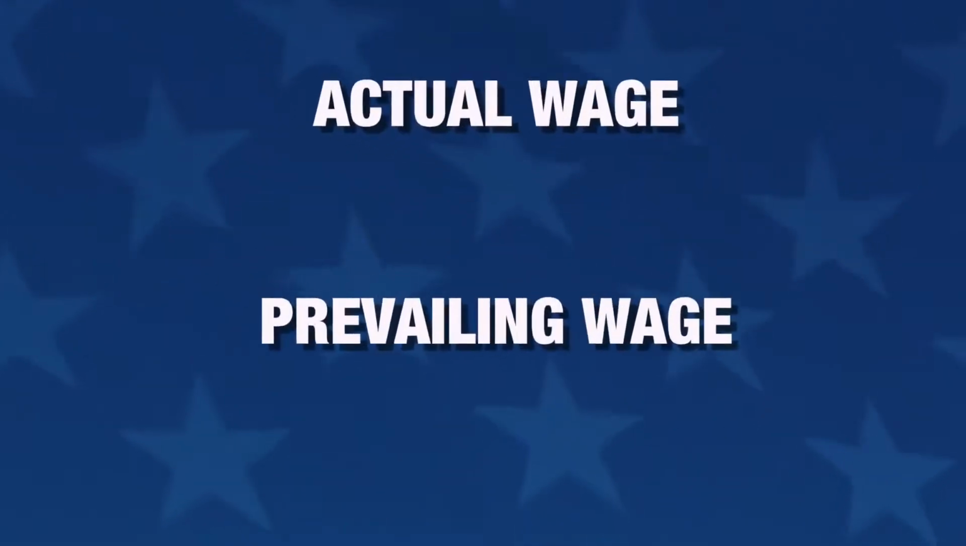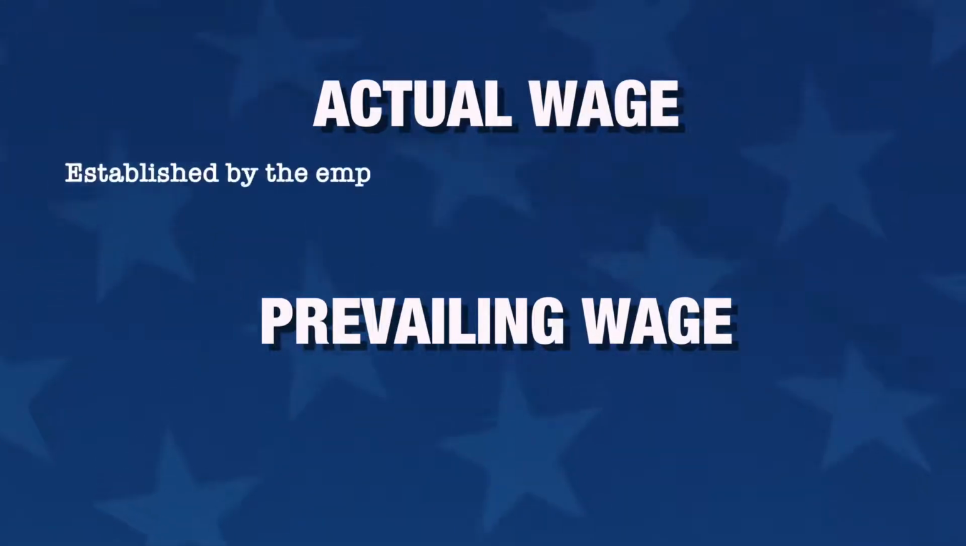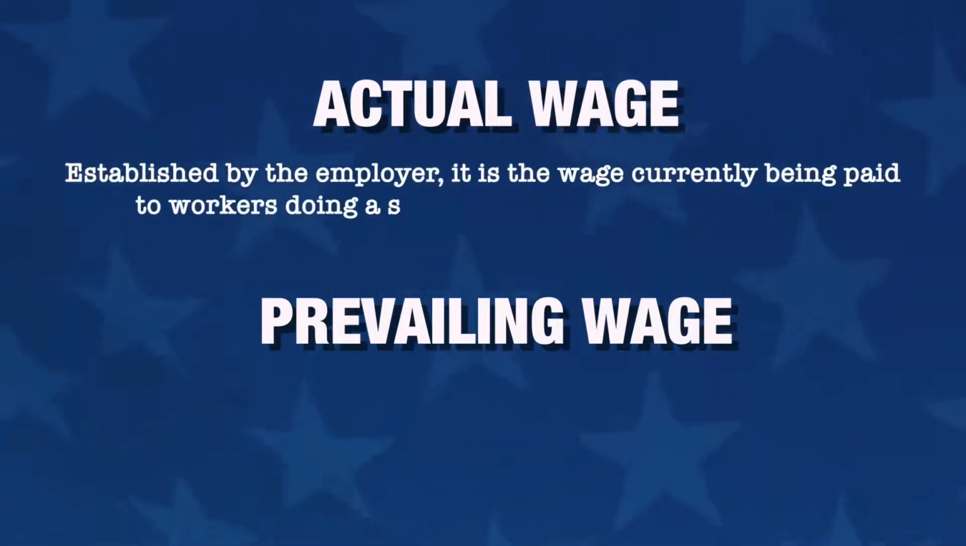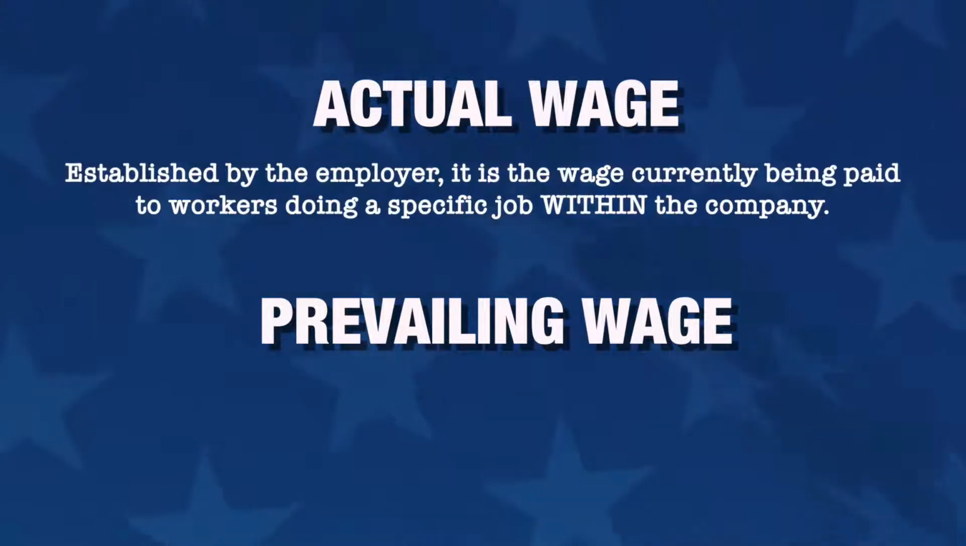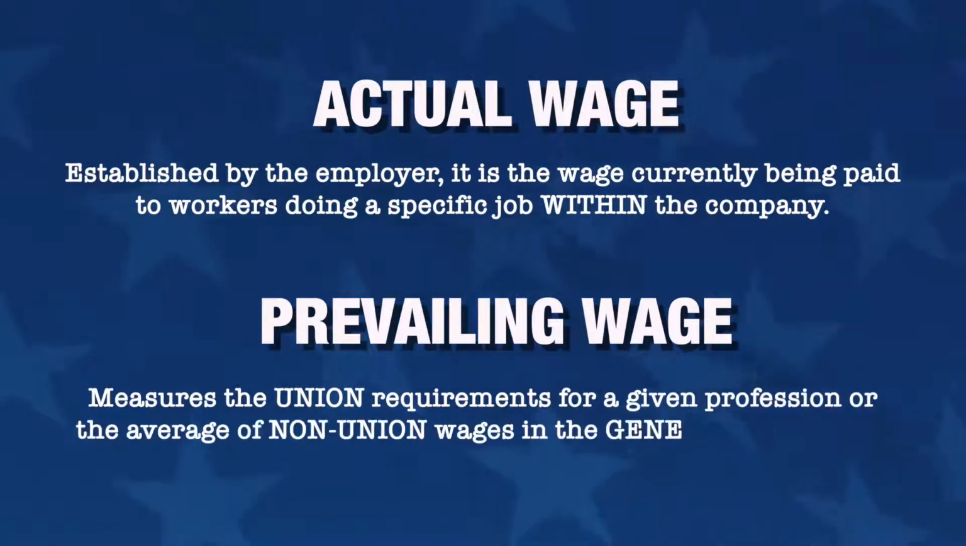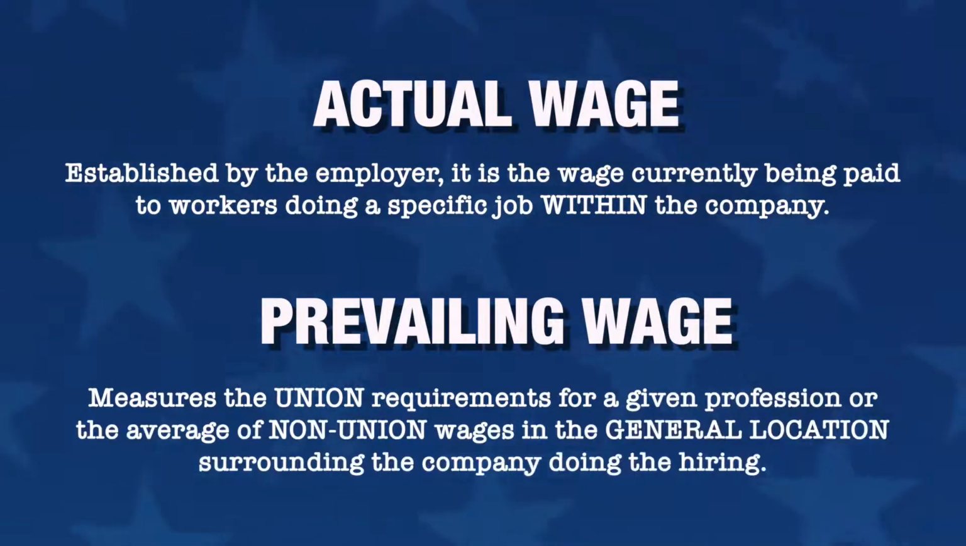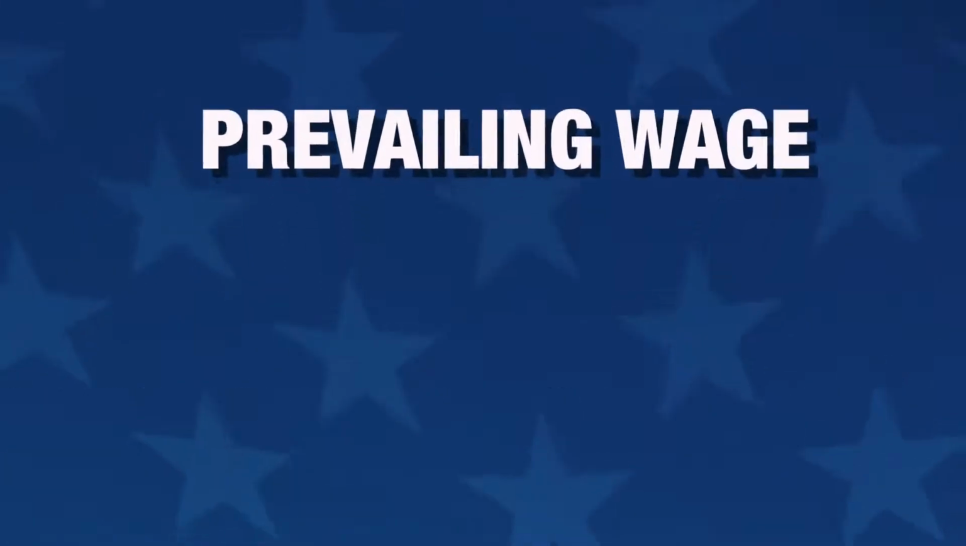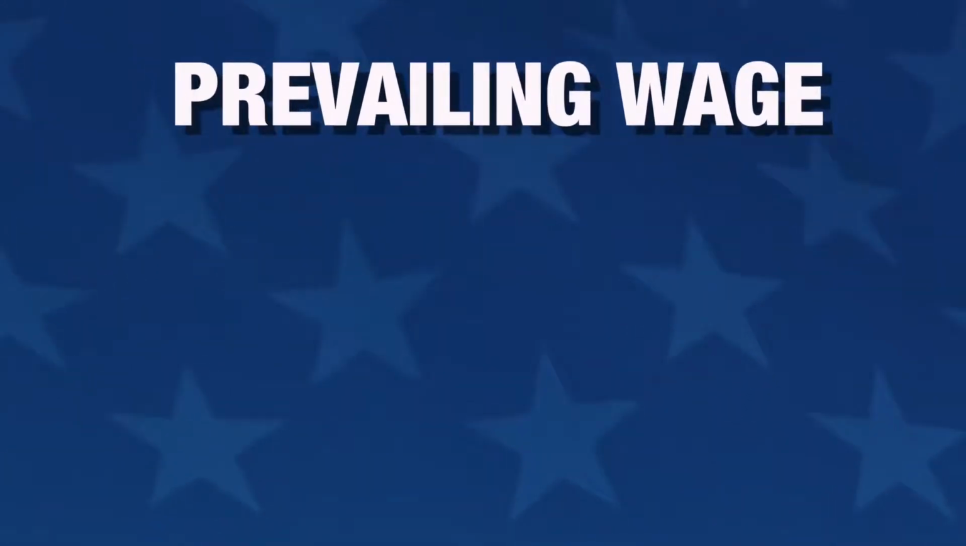So, put simply, the actual wage established by the employer is the wage currently being paid to workers doing a specific job within the company, whereas the prevailing wage measures the union requirements for a given profession or the average of non-union wages in the general location surrounding the company doing the hiring. So now that we understand the difference, how do we determine the prevailing wage for the offered position?